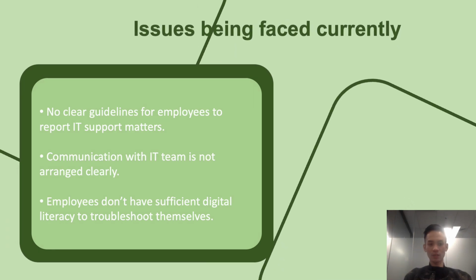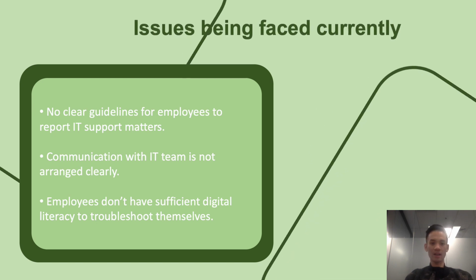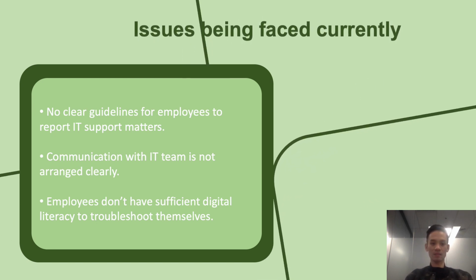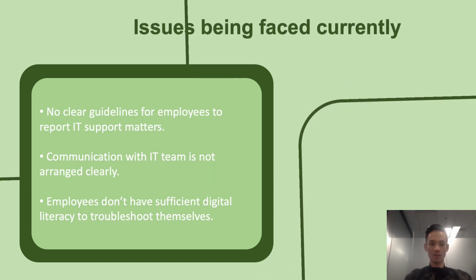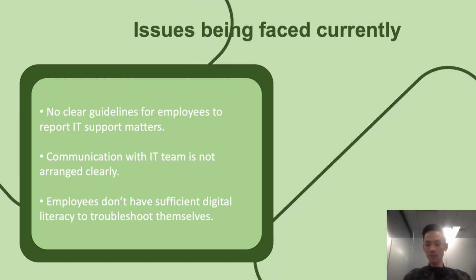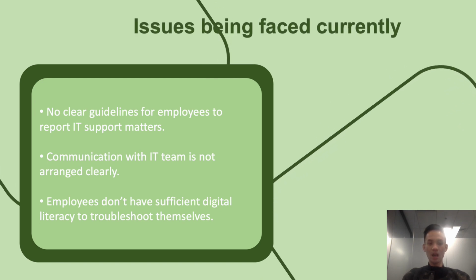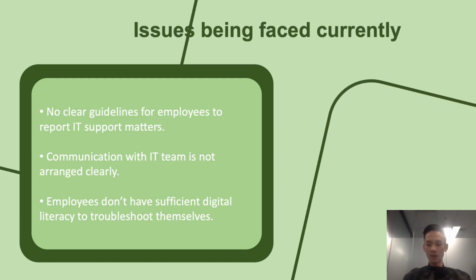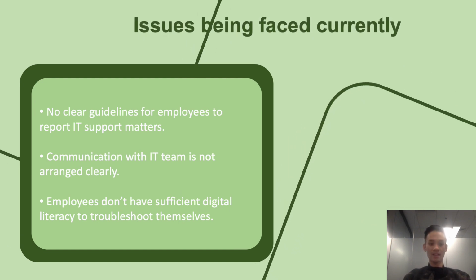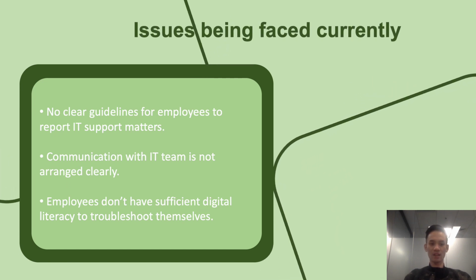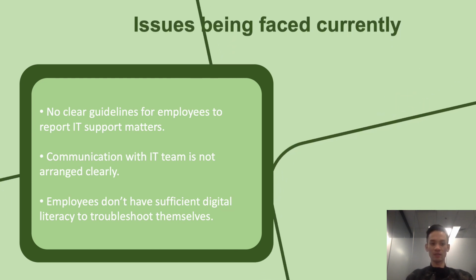There are some issues that the company is facing at the moment. The first one is no clear guidelines for employees to report IT support matters. And communications with IT teams are not arranged clearly. So they are increasingly asking IT for help directly, which they can simply solve by themselves with Google results. And lastly, employees don't have sufficient digital literacy to troubleshoot by themselves.